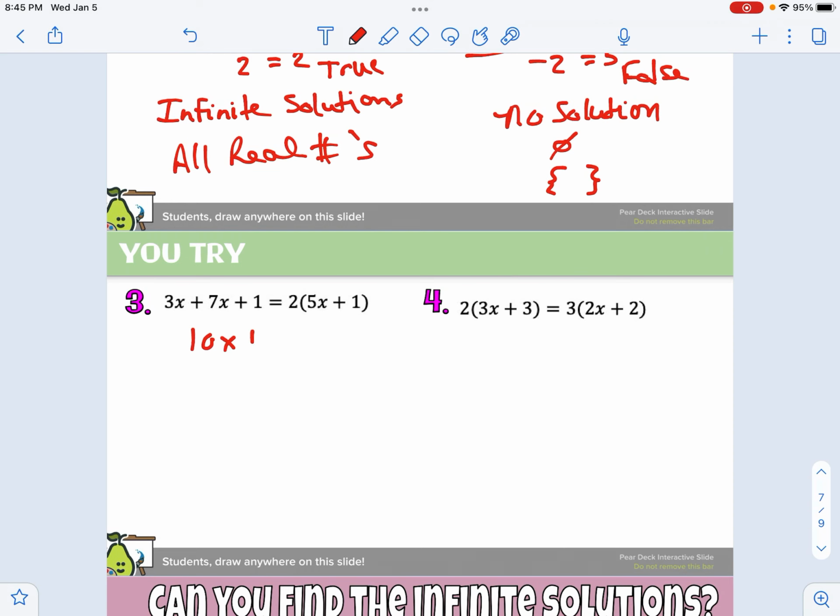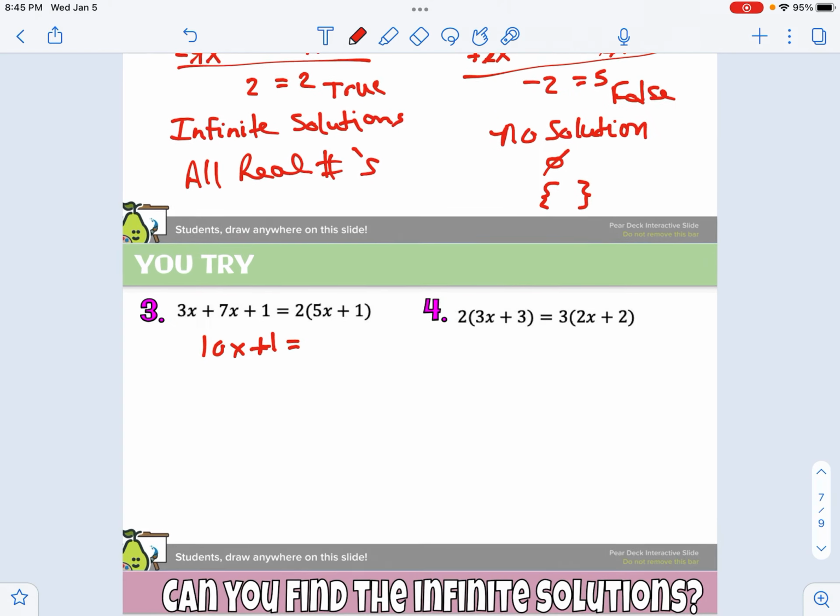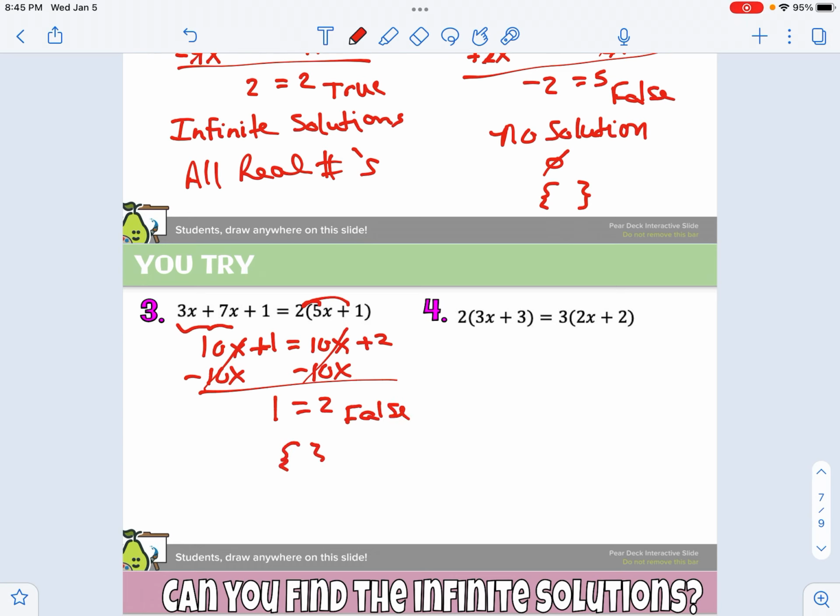The next one came out to be 10x plus 1 when we combine like terms on the one side. You do not need to swing anything over yet. And then when I distributed by 2, these expressions don't look the same either. 10x plus 1 equals 10x plus 2. So I'm going to subtract 10x to make sure this looks okay. And 1 equals 2 is a false statement. So therefore, no solution. And those are the symbols that represent that.